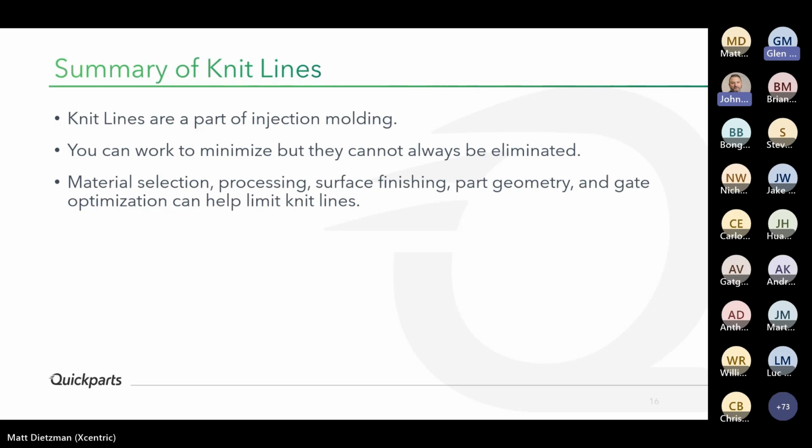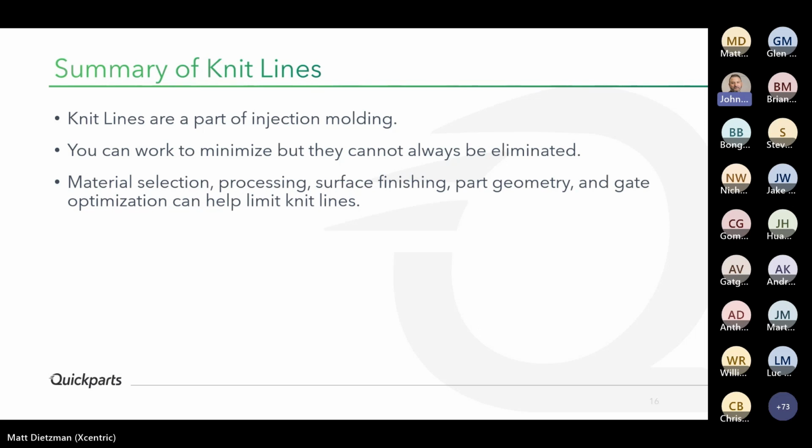All right, just to summarize here on knit lines. Knit lines are part of injection molding. It's really hard to eliminate them 100%. You can get very close, but you're never going to get away from them. So you can work to minimize them, but you're not going to eliminate them fully.